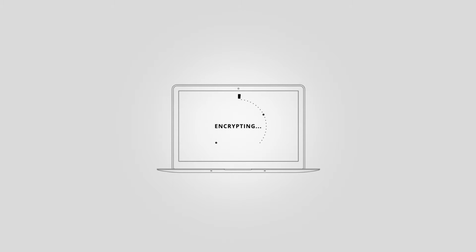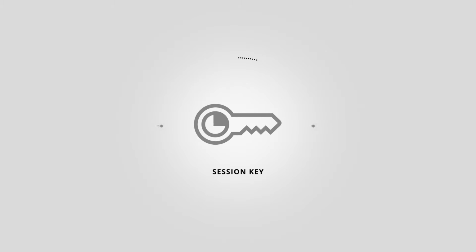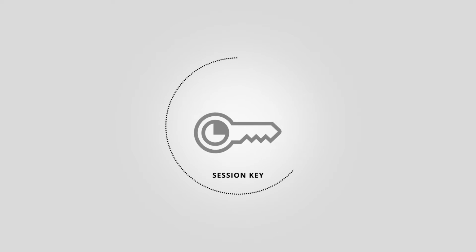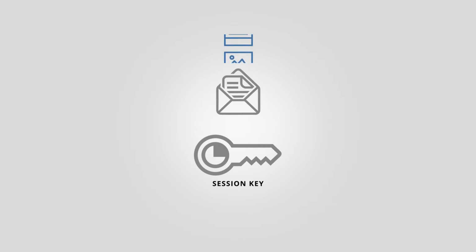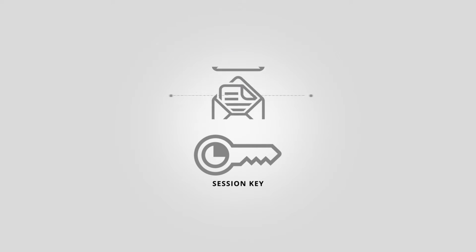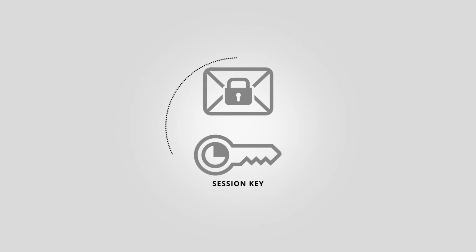Because encrypting things with a public key is hard work for the computer and slows things down, OX Guard actually creates a third kind of key. This temporary key is called a session key and is much faster than the public key. OX Guard uses the session key to encrypt the whole email, including all attachments, even big ones like photos and videos. Using the session key is much faster than the public key and is just as safe.